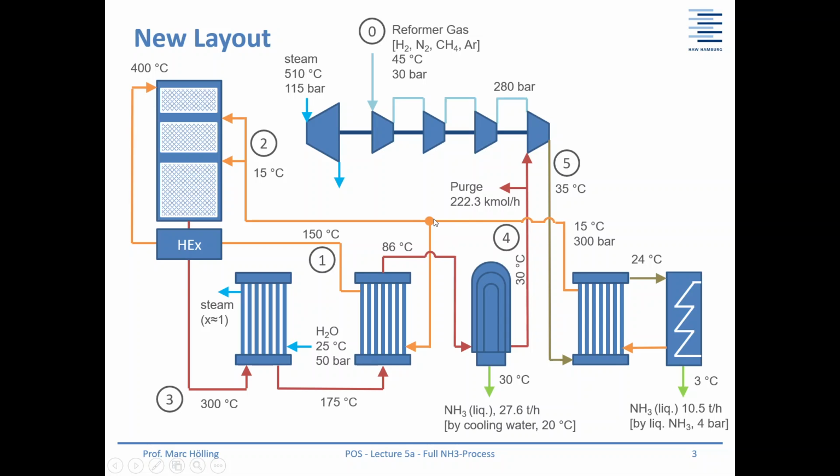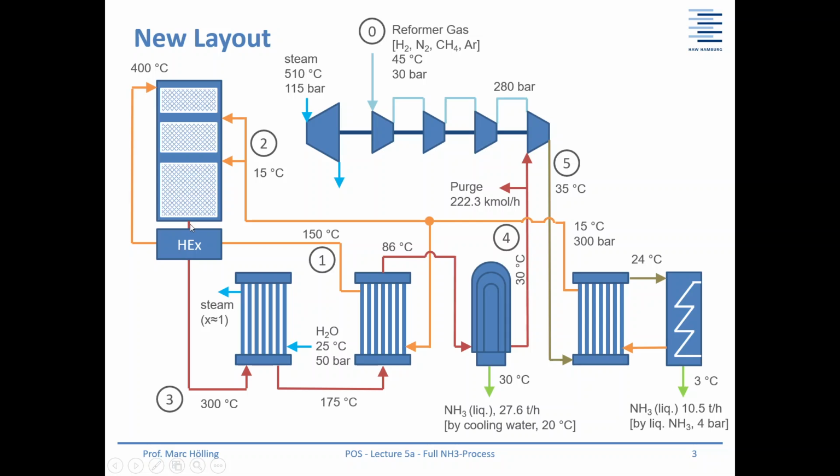Then we split up our mole flow. We preheat it to 150 degrees Celsius. Then we have another internal heat exchange, 400 degrees Celsius. Then we have the feed injection in between. We did this in the last simulation, and this you should know.